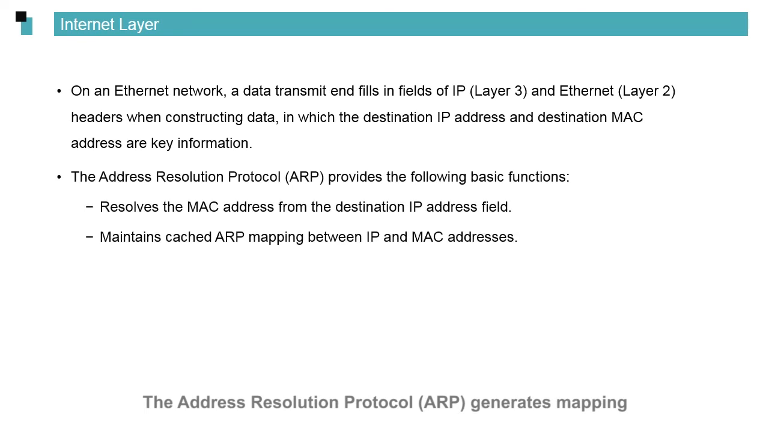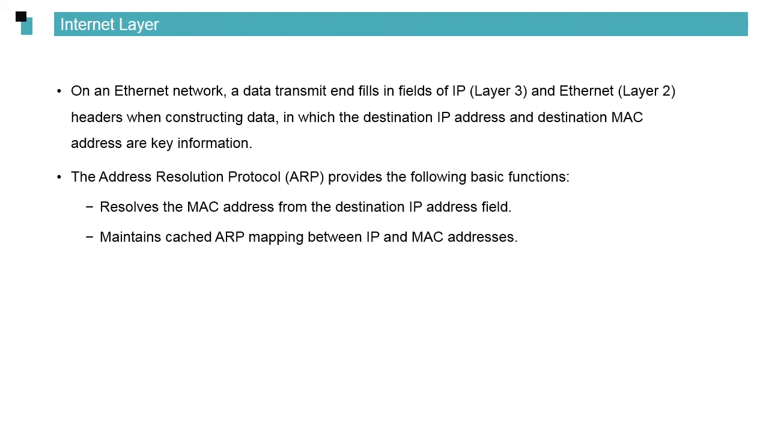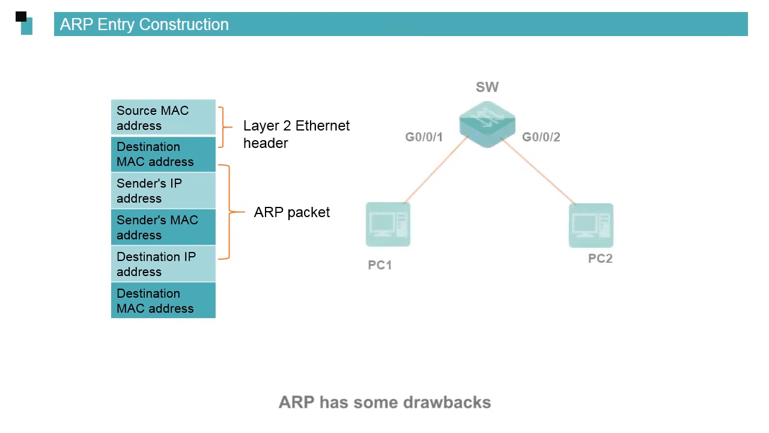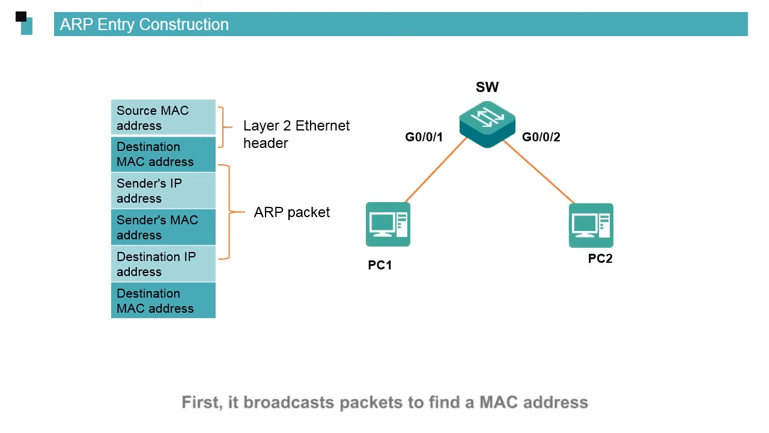The Address Resolution Protocol, ARP, generates mappings between IP and MAC addresses of devices and saves the mappings in ARP entries. ARP runs at the bottom layer of the entire IPv4 network. ARP has some drawbacks. First, it broadcasts packets to find a MAC address mapped to a specified IP address. Broadcasting burdens a network. Second, ARP is unreliable.